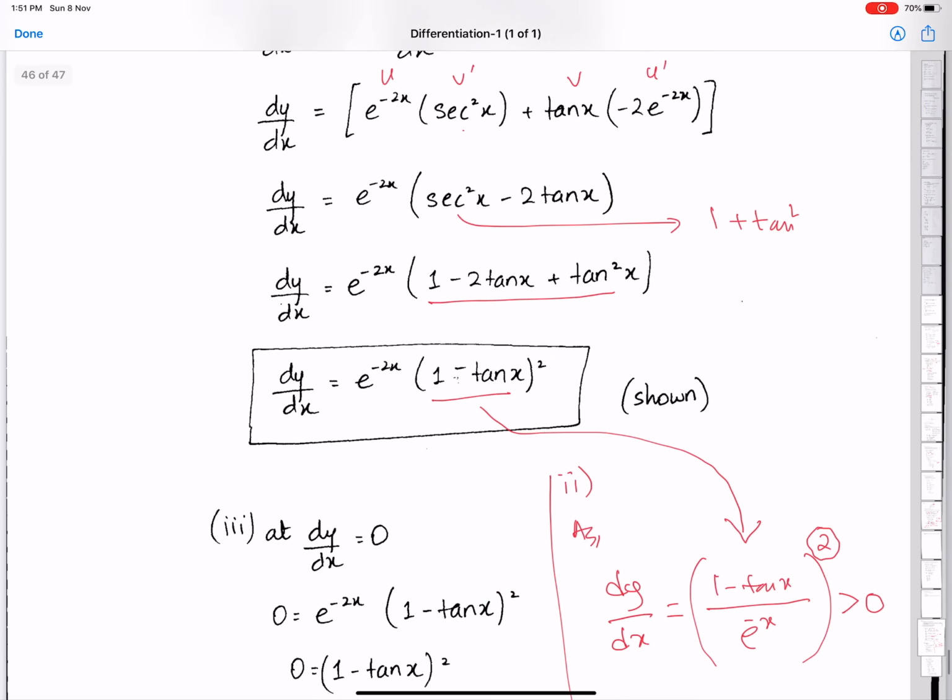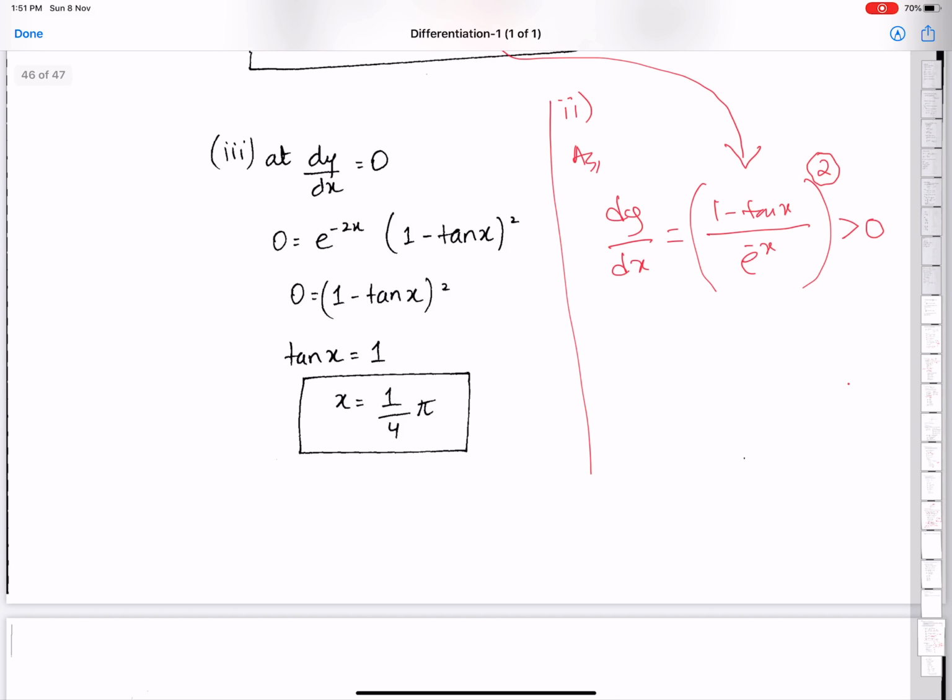And in domain, you need to mention this is positive for this domain. Because when tan is 0, this will become 1 upon e power 0, and 1 upon e power 0 is 1, and 1 power 2 is 1.